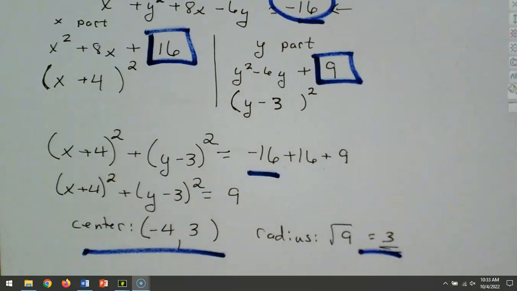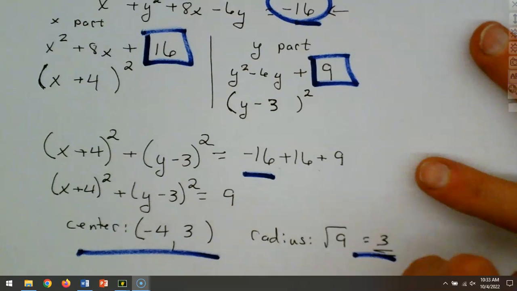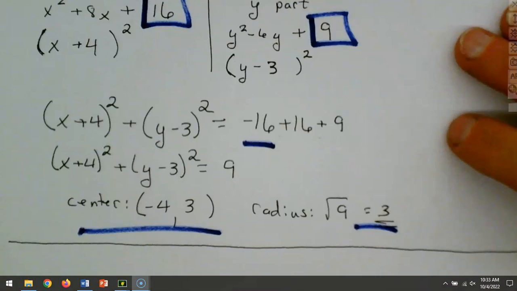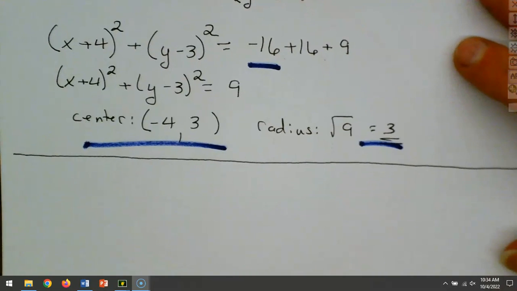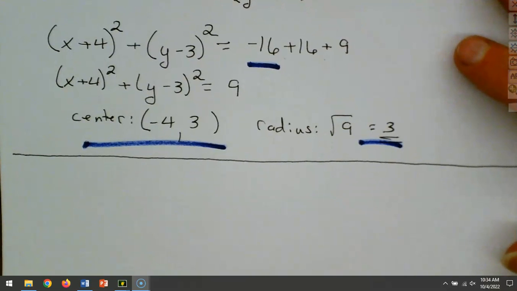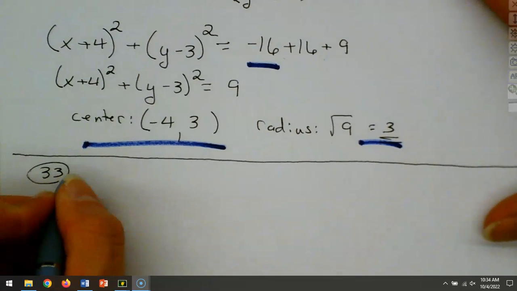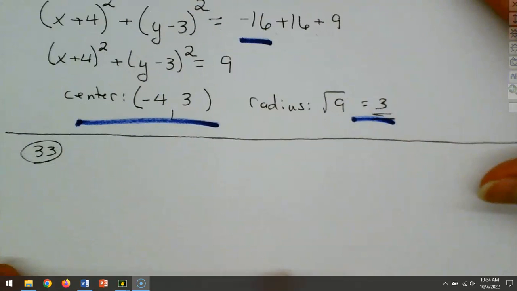Where they can become more of a challenge is when we have to divide. And you may end up with fractions. We're going to do 2 of these. And then we'll talk about things that are not circles after that. So let's look at question 33. Okay, question 33.